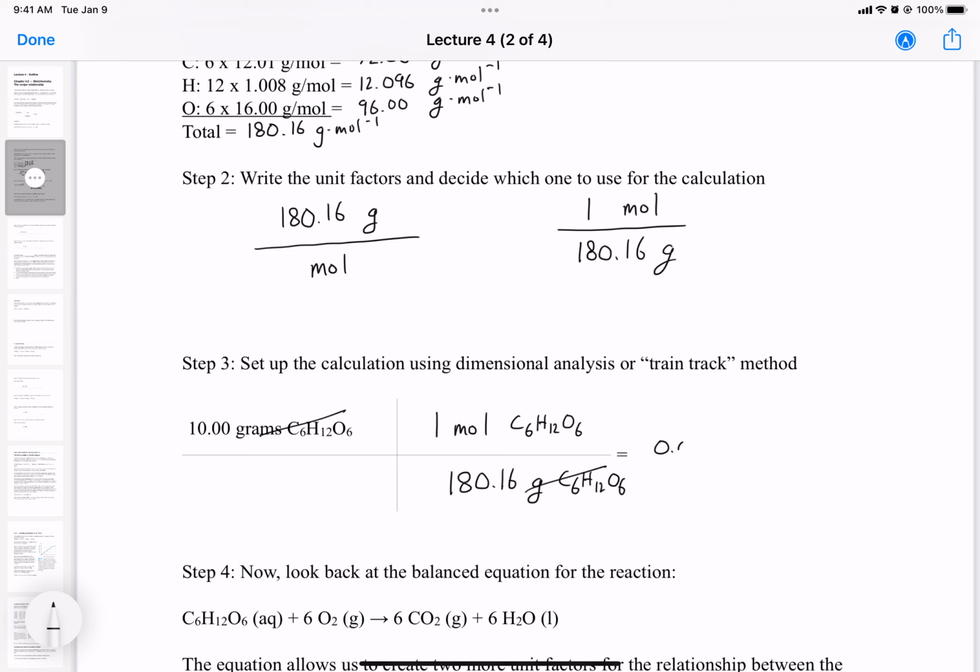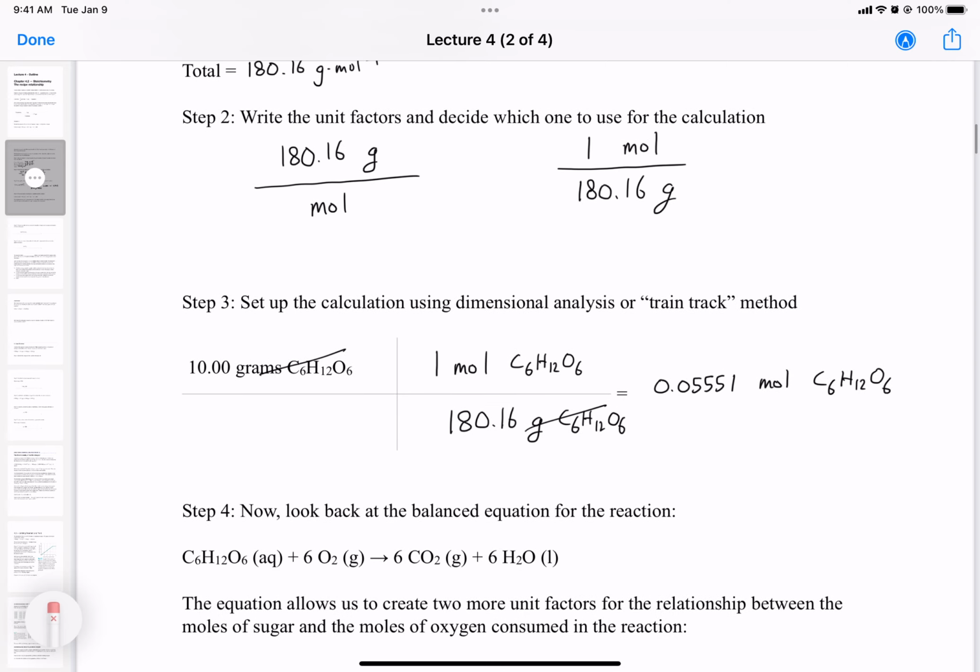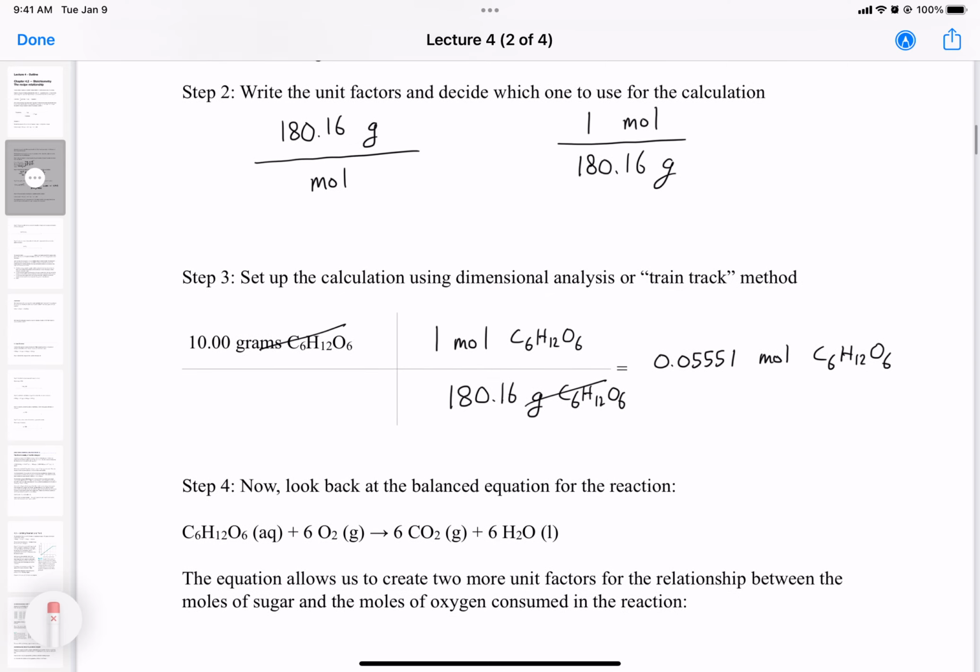So 0.05551 mole C6H12O6. Okay, so now we can say we have this amount of moles of glucose. Or sorry, haven't produced, but we have this amount. Okay, so that is the answer there. Okay, so now let's move on to the next step.